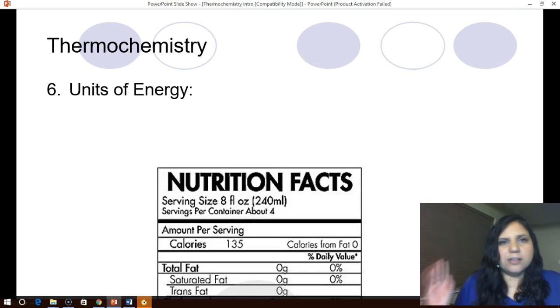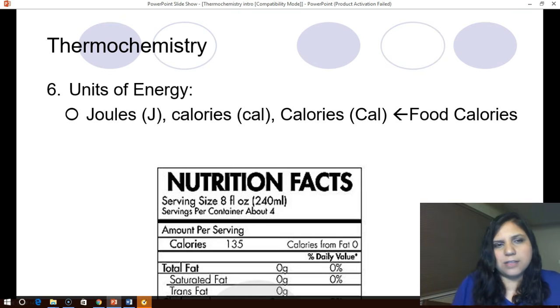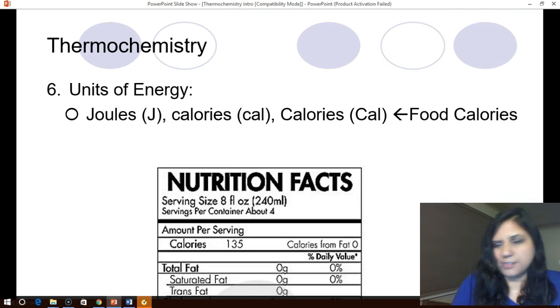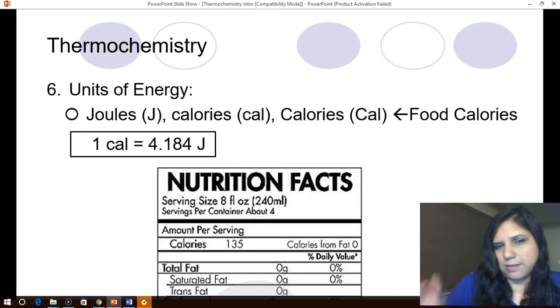Last thing we need to know are the units of energy. And so we have joules, calories, little c calories, and big C calories. And that makes a difference between the size of the C here because they differ in a factor of 1,000. All right, the big C calories are food calories. So when you think of those, think of nutrition facts. Think of the big C calories that are on the back of, let's say, your juice bottle.